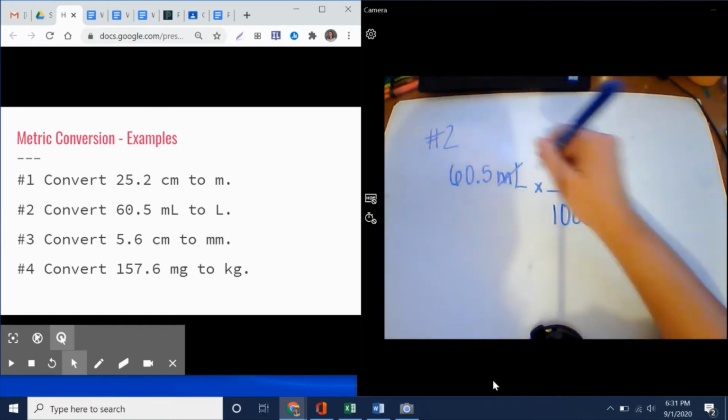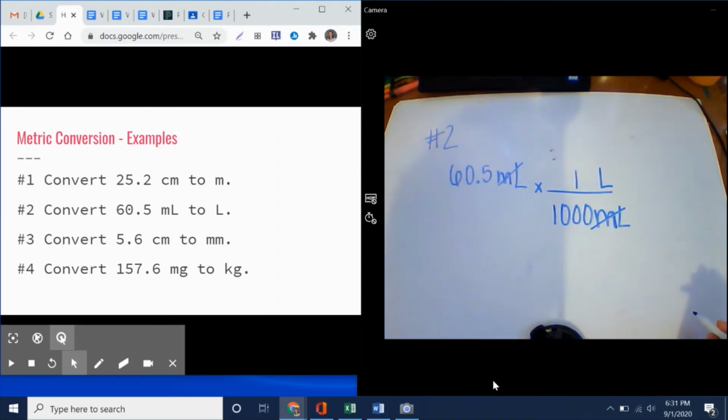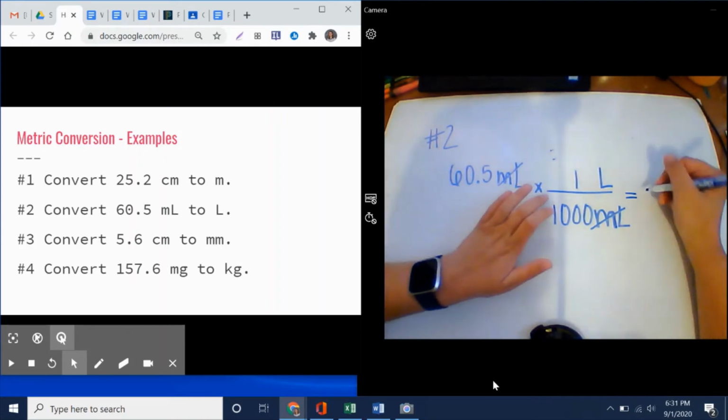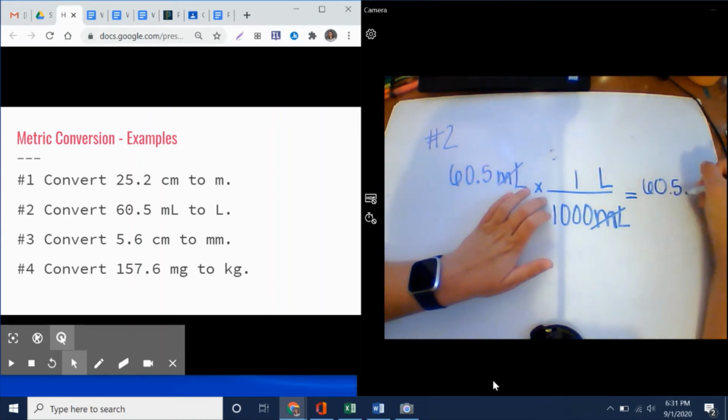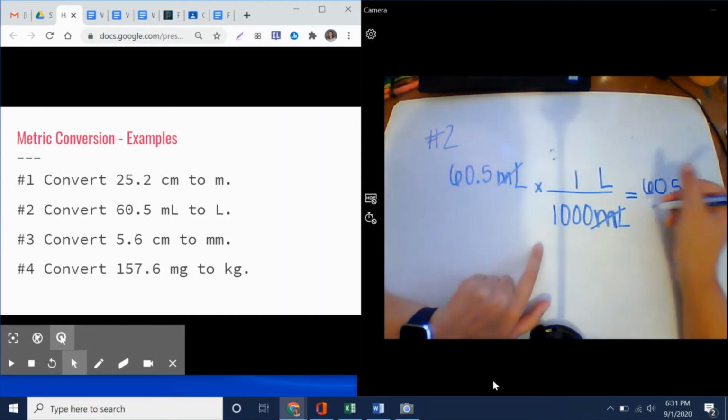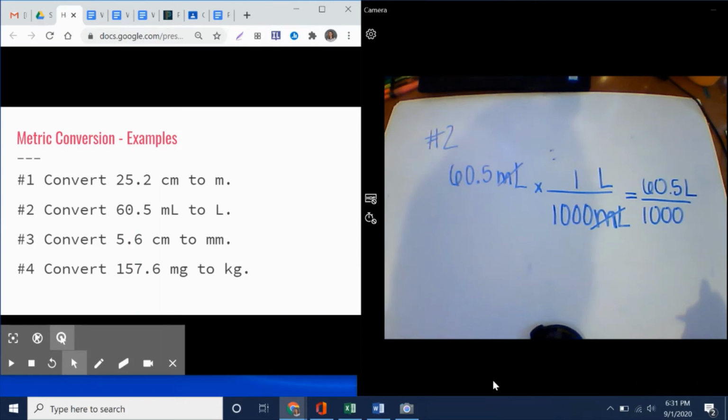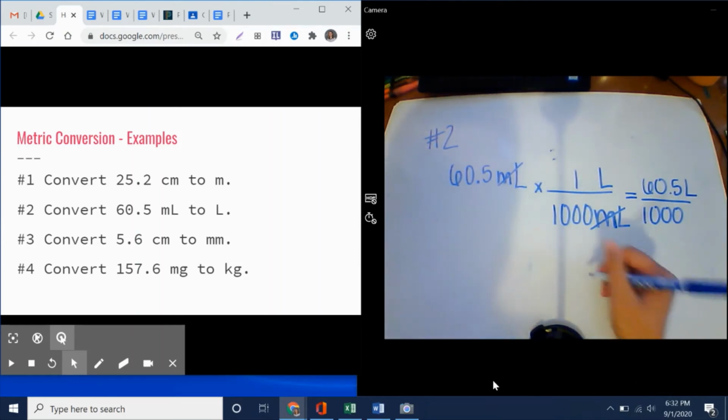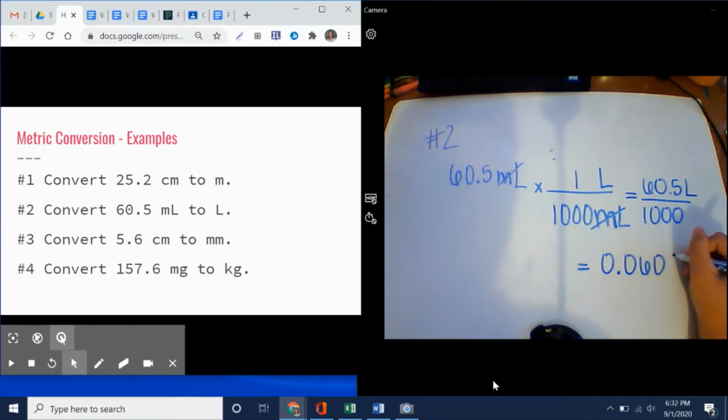Our units will cancel. Milliliters and milliliters will cancel. We're left with the unit liters, and that's what we want, so we can multiply it out. We'll put our equal sign. We'll multiply the top numbers, 60.5 liters. On the bottom, we have 1,000. No units on the bottom, though. You'll notice that those canceled out. So then we can do 60.5 divided by 1,000, and that would be 0.0605. All right, and our unit is liters.